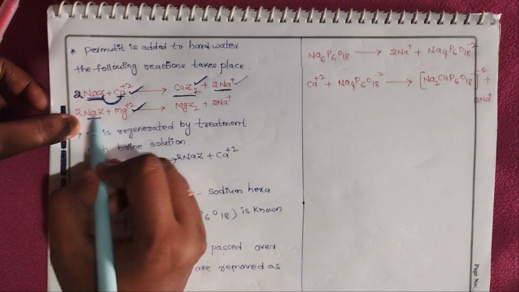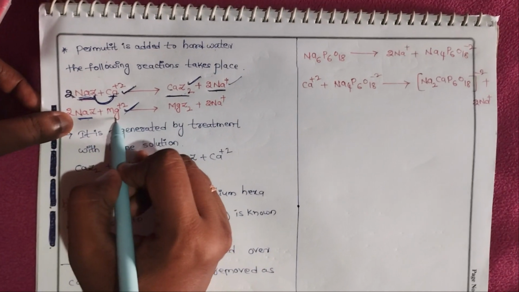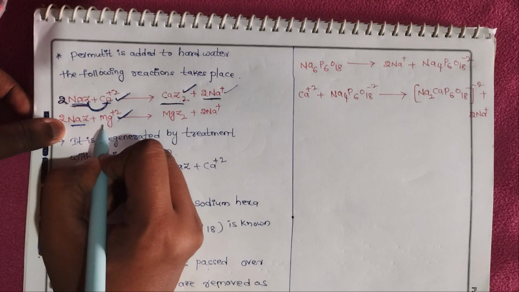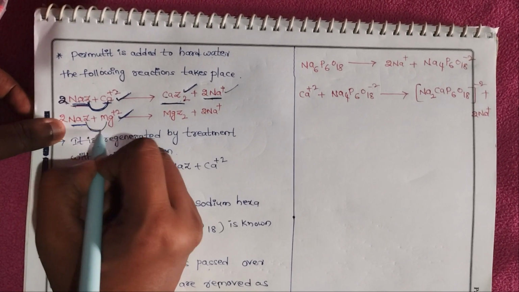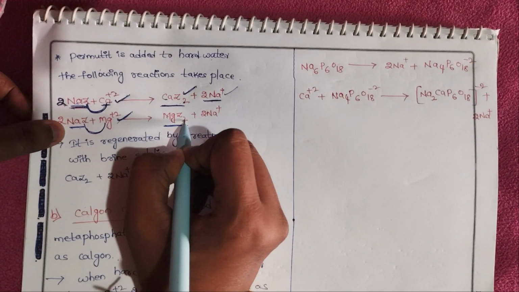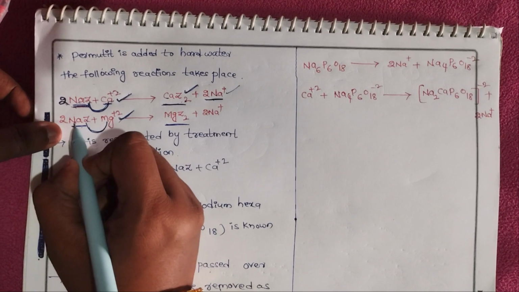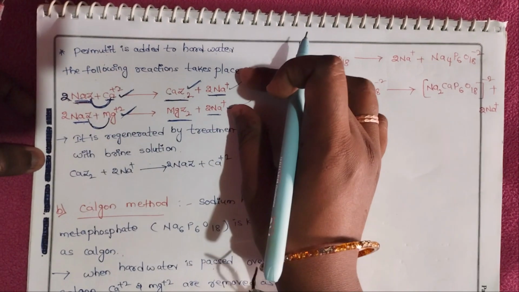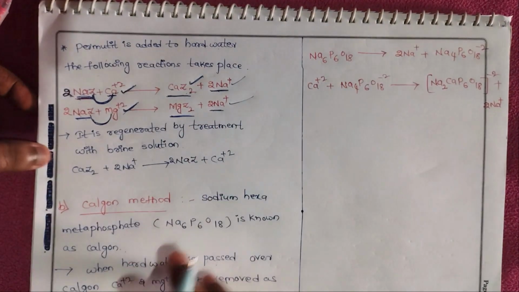When the permutit NaZ is added to magnesium ions, ion exchange occurs. When the magnesium is exchanged with Z, we have to write the formula. What is that? MgZ2. Remaining, which ions are present in permutit? Sodium ions, so we write 2 sodium ions. So these are the reactions occurring in the ion exchange method.